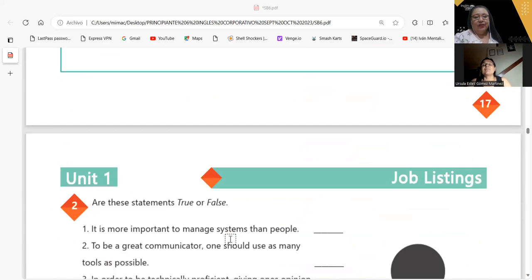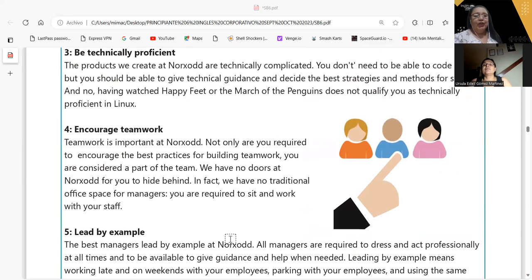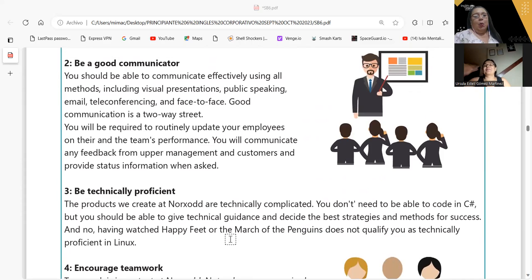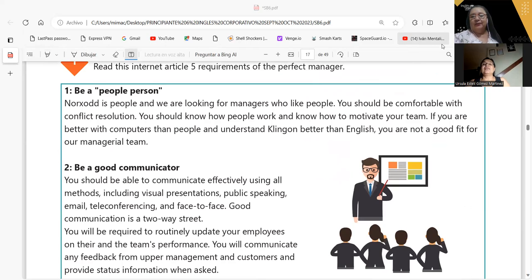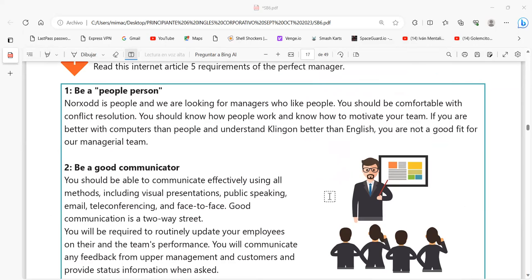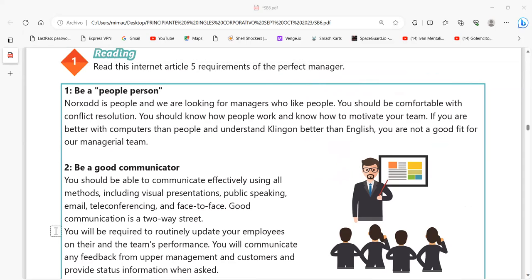Very well. Let's see the other one. Oh, here. Okay. Let's begin by reading the Internet article 5 Requirements of the Perfect Manager. Let's go over number one. Okay. Noxol. Yes, that's it from the topic.